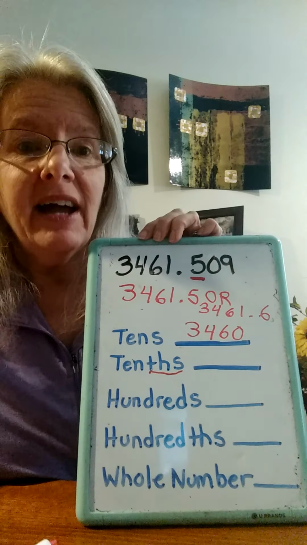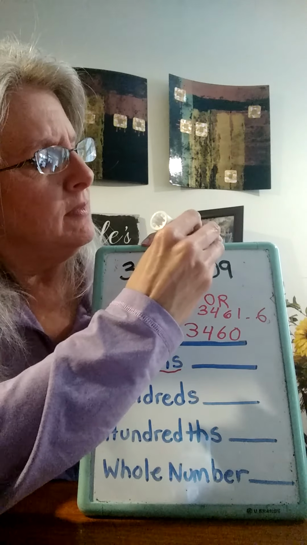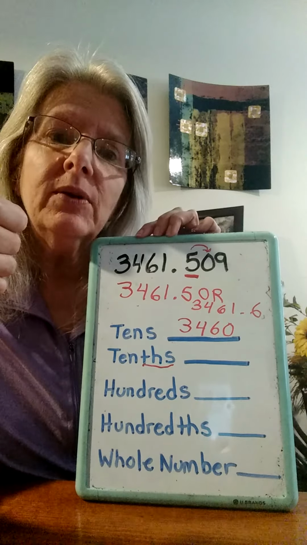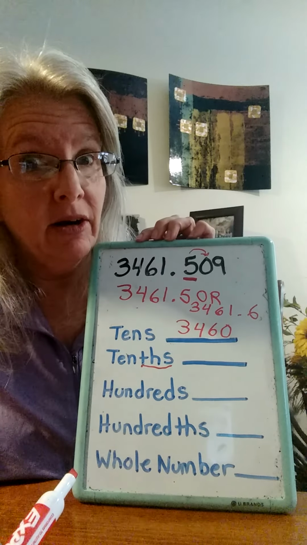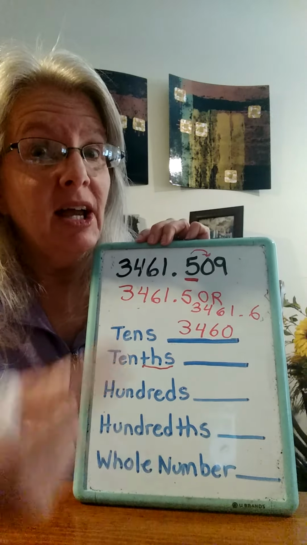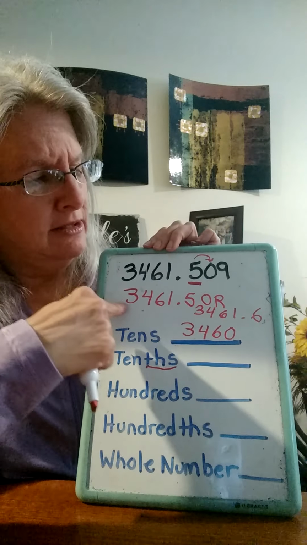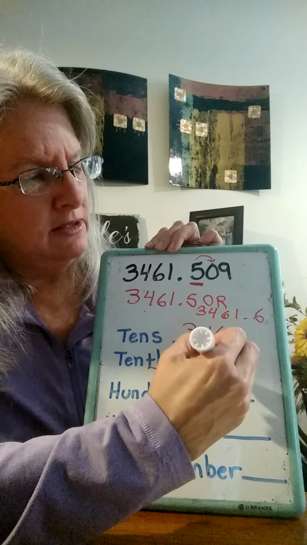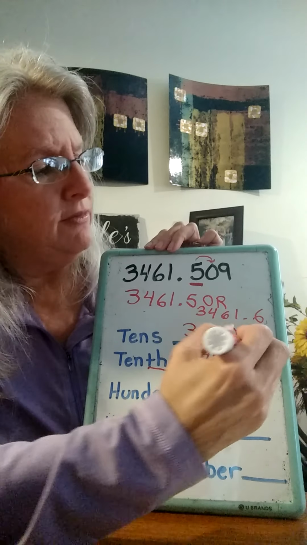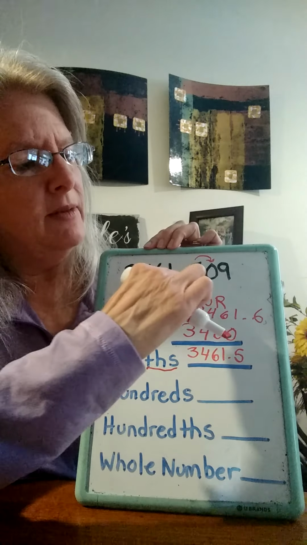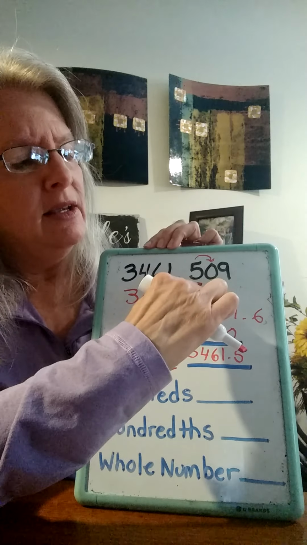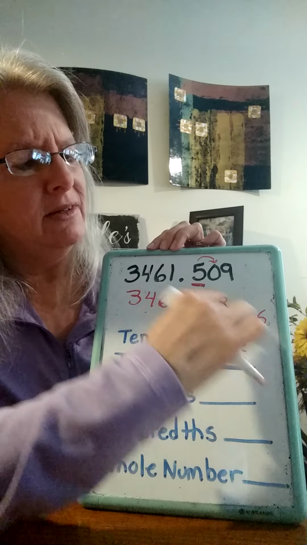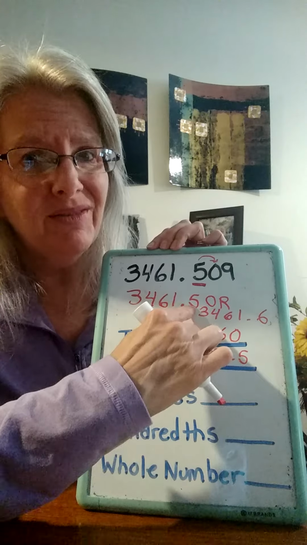All right, to decide we have to look at the next number. The next number is a 0. Remember, our rule is 5 or higher, we round up. 0 is not higher than 5. So we are not rounding up. We're keeping the original number. It's closer to the first one, 3,461.5. You can think of it this way. Is it closer to 0.50 or 0.60? Well, 0.50 is definitely closer to 0.50. 0.5.